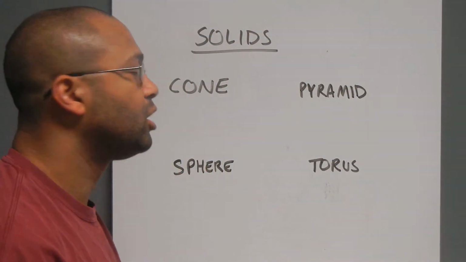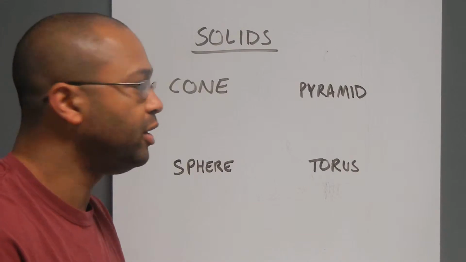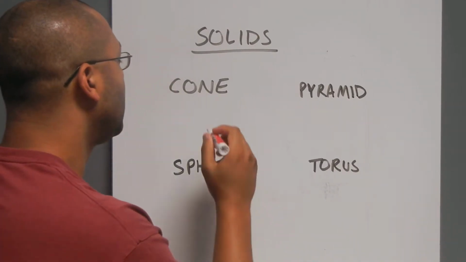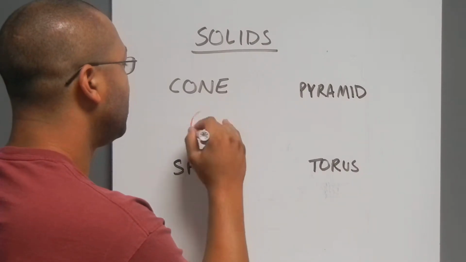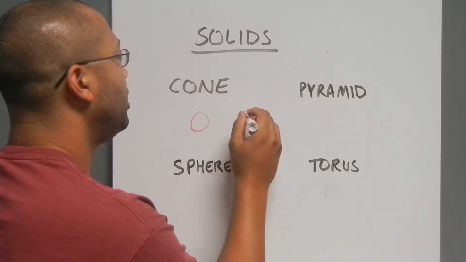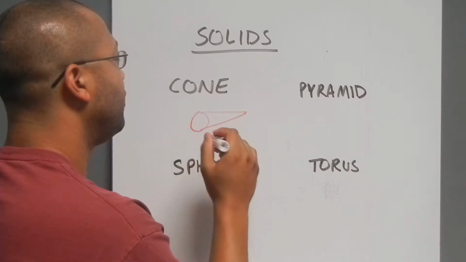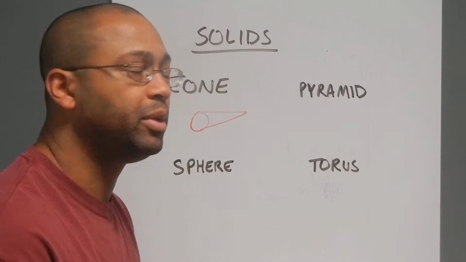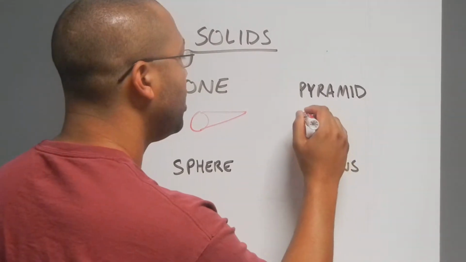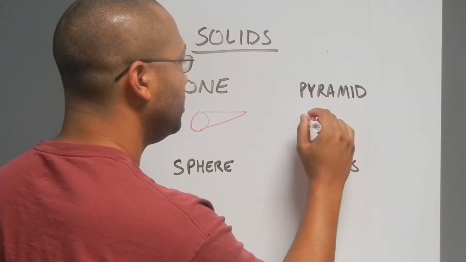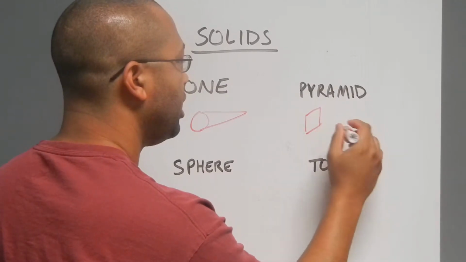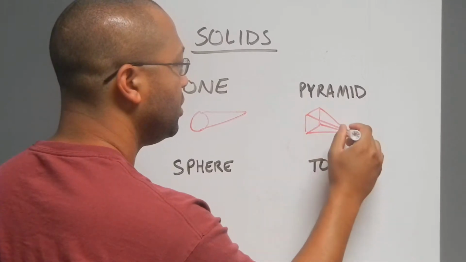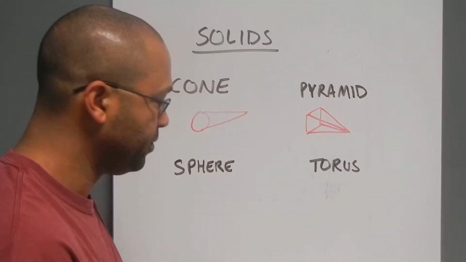A cone, pyramid, a sphere, and also a torus. They're also solids that you need to know about. Cone basically means that you take this circle and then you extrude it to a point. So therefore it formed a cone. The pyramid is somewhat similar to that, but you took a square base and you extruded it to a point, and it formed a pyramid.